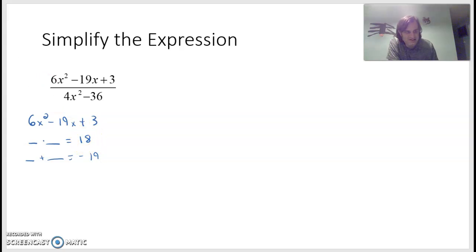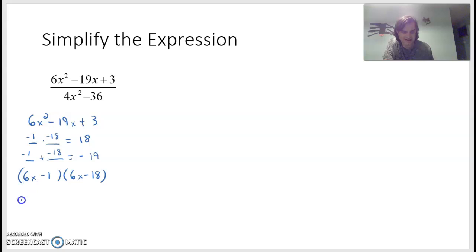So looking at this, let's make something look a little bit neater here. But looking at this, we need two things that multiply together to give us a positive, so they're the same sign. They add up to be a negative, so they're both negative. Negative 1 and negative 18 are the numbers. And the factoring process continues by using the 6x as the leading term in each factor. So 6x minus 1, 6x minus 18.